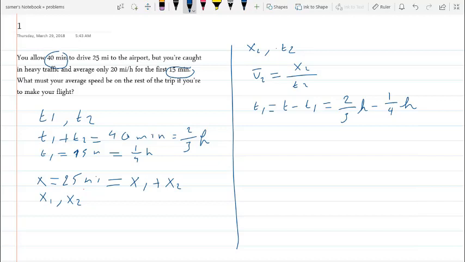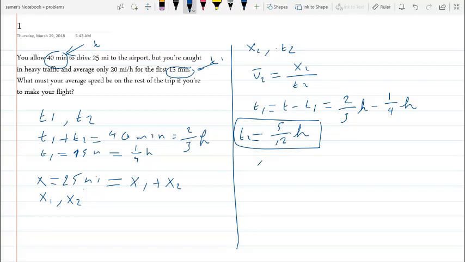This is t, the total time, and this is t1. So t minus t1 is 2/3 minus 1/4, and this is equal to 8 over 12 minus 3 over 12, which is 5 over 12 hours. This is t2.